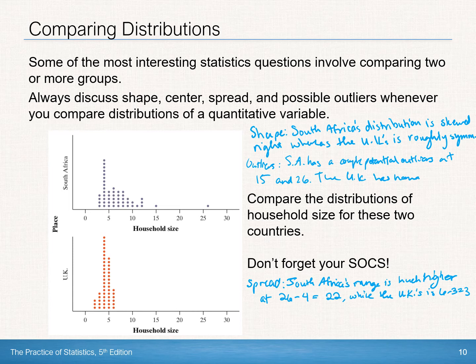shape, outliers, center. I haven't talked about center yet. Both, I think, have a similar center, and we'll get into how to measure this specifically later. I'll say a median value around 5.